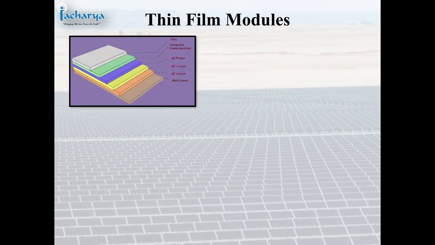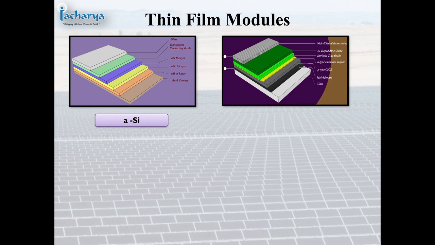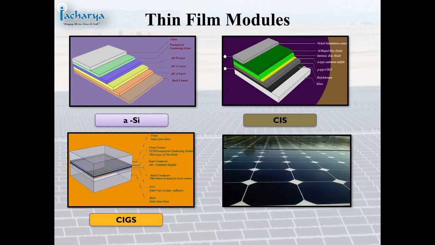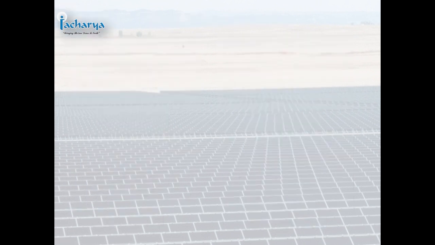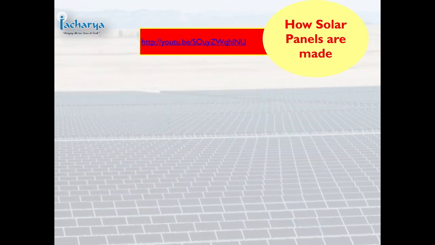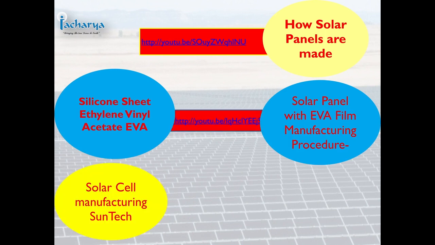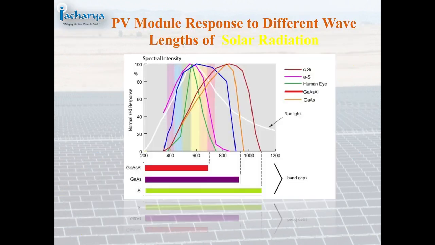Thin film modules. This slide depicts the thin film modules: amorphous silicon, copper indium selenide, copper indium gallium selenide, and heterojunction with intrinsic thin layer cells. You can have a look at these videos for how the solar panels are manufactured. This slide explains how different technologies respond to the different wavelengths of solar radiation.